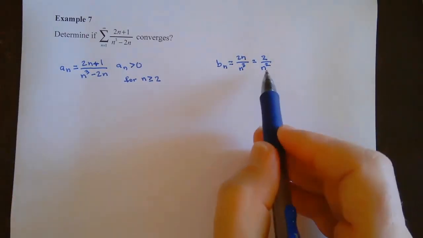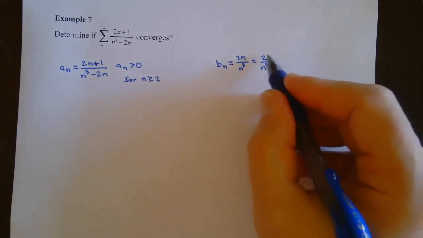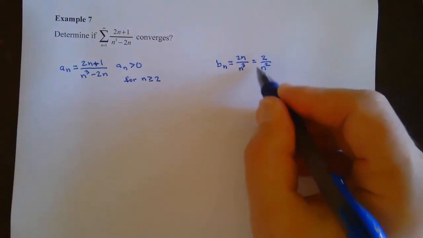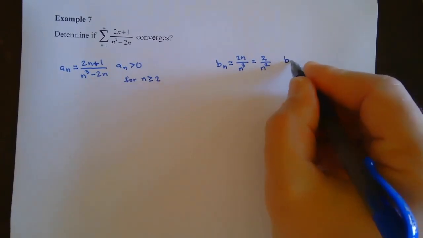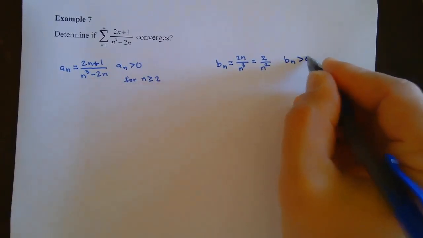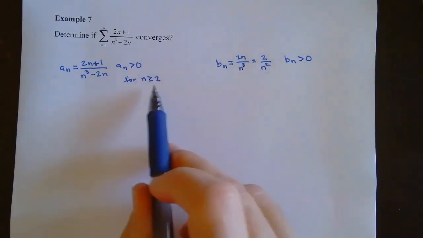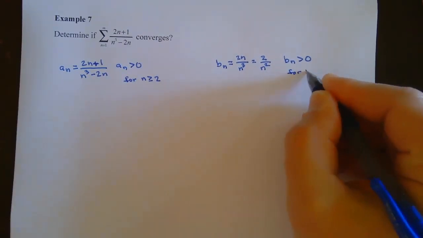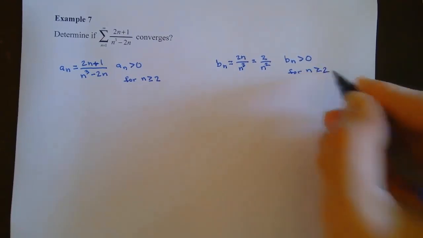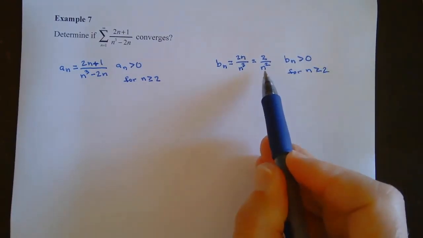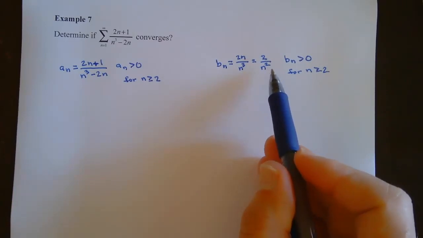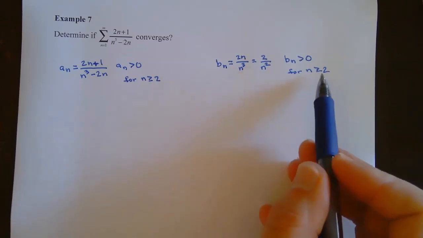So we know as n becomes 1, 2, 3, all of these are going to be positive. So b sub n is also greater than 0, and it has to be for the same n value. So this is greater than 0 for n greater than or equal to 2. Because this is actually true for n greater than or equal to 1, but if it's true for n greater than or equal to 1, it must also be true for n greater than or equal to 2.